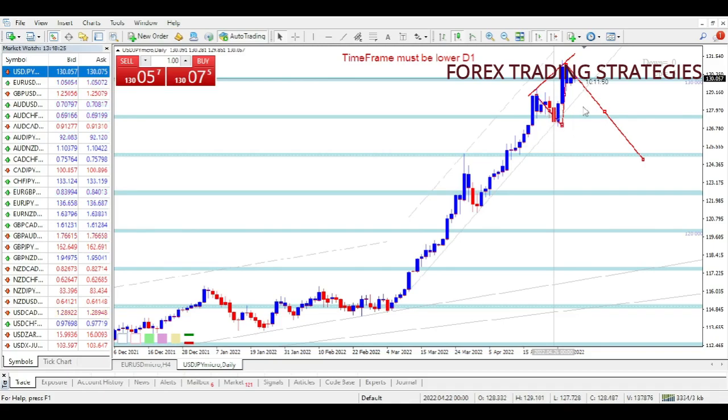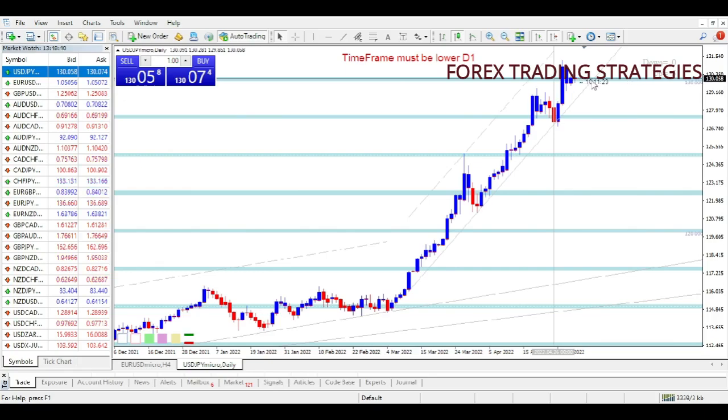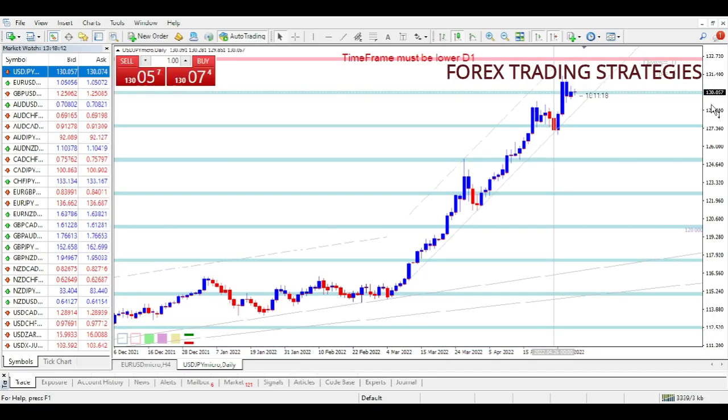So what I'm actually waiting for is we need to get a decision out of this zone, and it's boring because we're just stuck on this level. We're just stuck on this level. It's like the market doesn't know what it wants to do, and it's boring and it's frustrating.